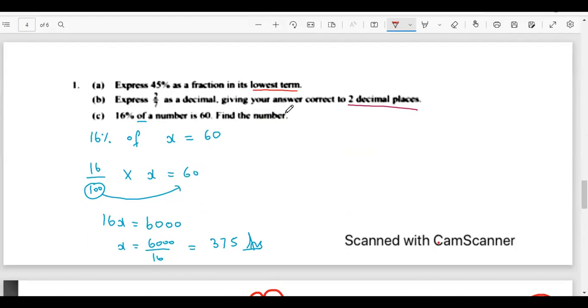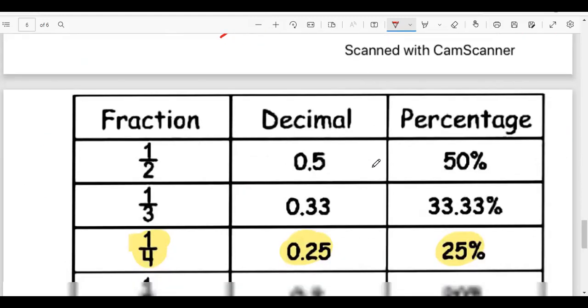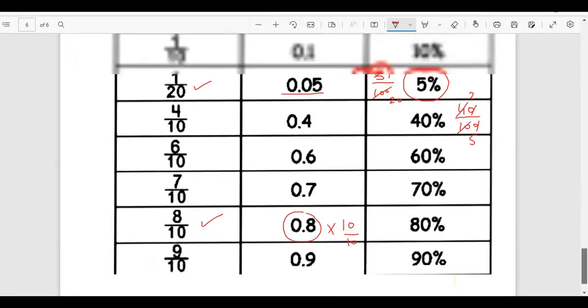And the third one was basically a bit of a technical question. It said 16% of a number is 60. So 16% can be written as 16 by 100, multiplied by X, and it is equal to 60. I made X the subject and I got 375, okay? Then again, we had a decimal number, we converted it to a fraction, and that is it, okay? So this was basically the fourth chapter of the O-level math syllabus, decimals, fractions, and percentages.